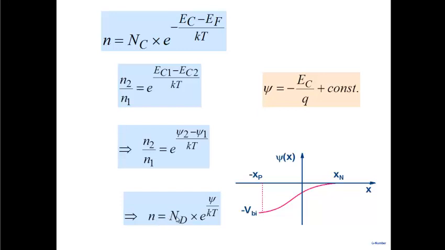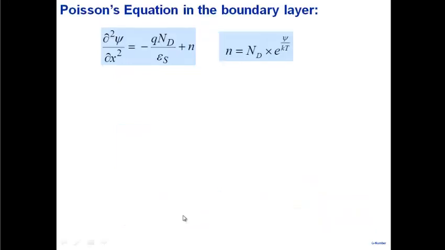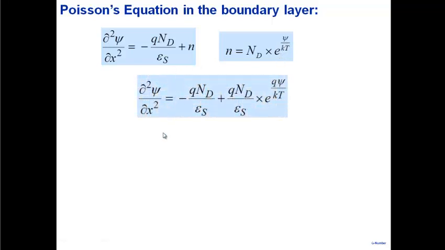So let's take this expression for N and put it in Poisson's equation. So we had del square psi by del x square equals minus q by ES, again it should be ND minus N. We take N equal to ND e to the power psi by kT, and plug it here. When we do that, we get this expression: del square psi by del x square equals minus q by ES ND plus q by ES ND e to the power q psi by kT. All right. So we get Poisson's equation.